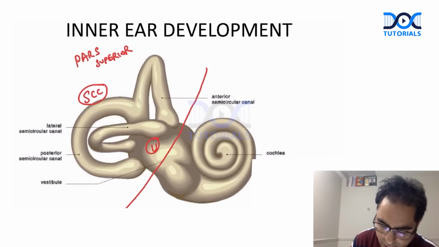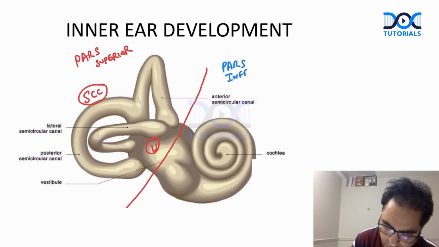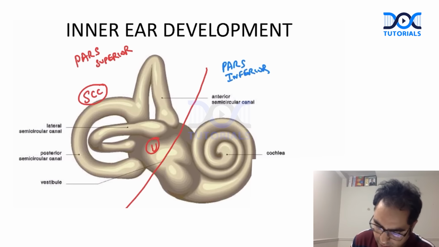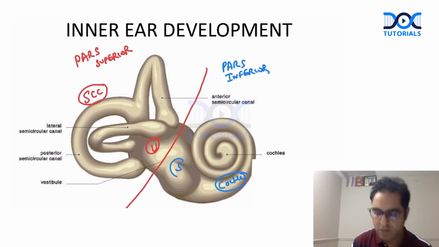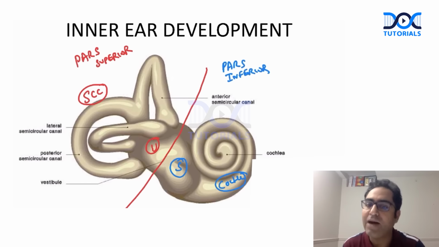The lower area, the other area, is from the pars inferior. It gives origin to the cochlea and saccule. Let's revise. The inner ear development is from two things, pars superior and pars inferior. Pars superior gives origin to semicircular canals and utricle, and pars inferior gives origin to cochlea and saccule. It means that the cochlea is the neighbor of the saccule and canals are neighbors of the utricle.